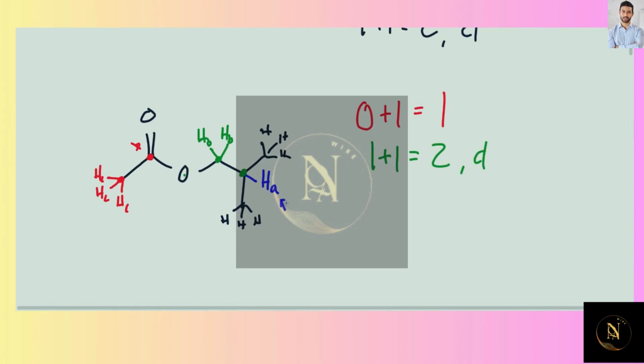What about A? Okay, so how many neighbors do we have at A? This is the carbon we're starting at. Neighboring carbon, there's 3 over there. Neighboring carbon, another 3 over there, so we're up to 6, and neighboring carbon has 2 on it. So now we're up to 8. So N is 8, so we say 8 plus 1 equals 9. 9 signals, or a nonet.